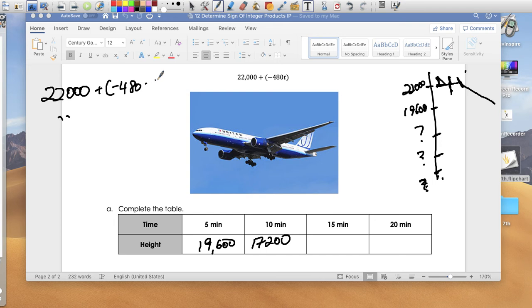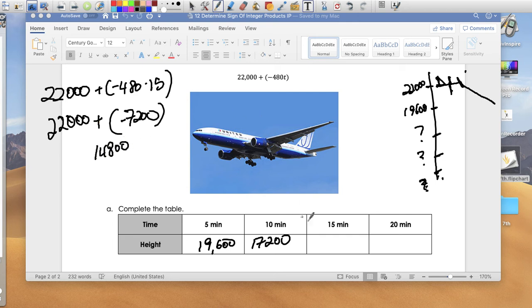Instead of the 480 now, instead of 10, I'm going to use 15. So 480 times 15 is 7,200. That's right. 7,200 negative, right? Because a negative times a positive is a negative. And we're going to do 22,000 plus a negative, positive times a negative. We're going to know that it's 14,800.